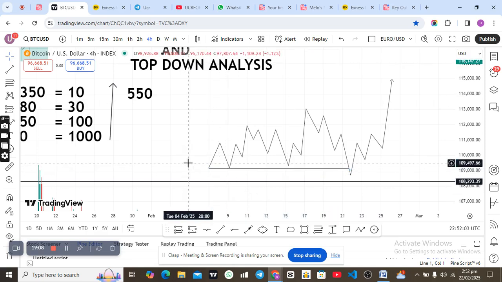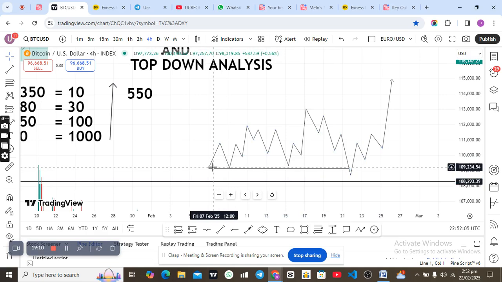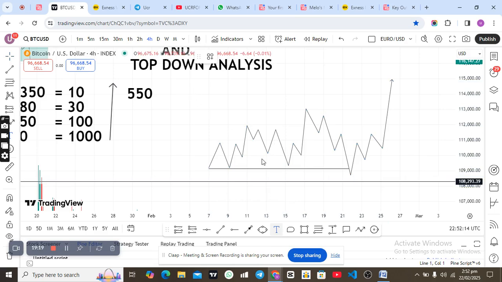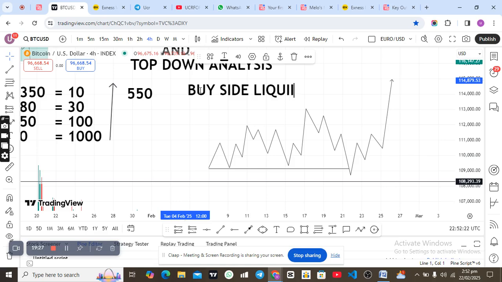Some people call it an old low. I think market shorter traders normally call it old low, or you can call it buy side liquidity. There are three names you can call it. You can call it buy side liquidity. Let me write it down: buy side liquidity. The abbreviation of it is BSL. Do you understand?